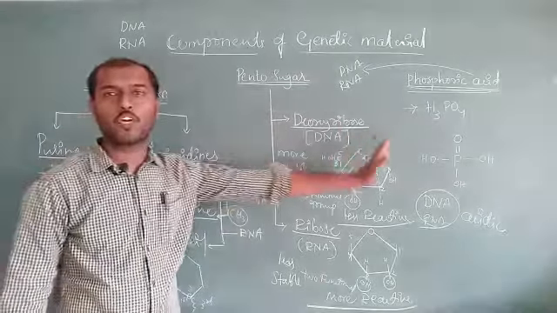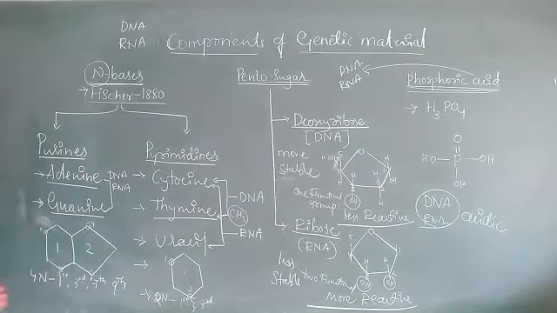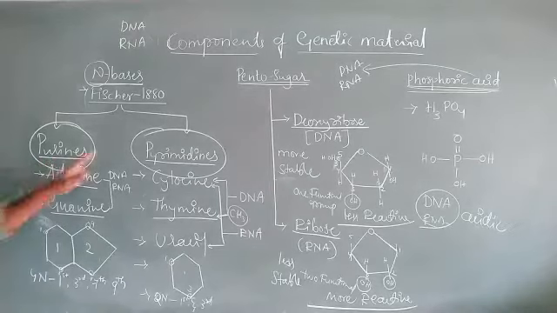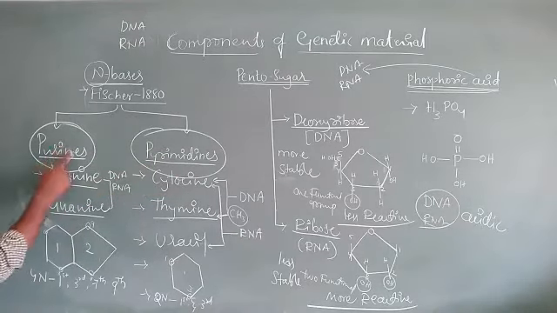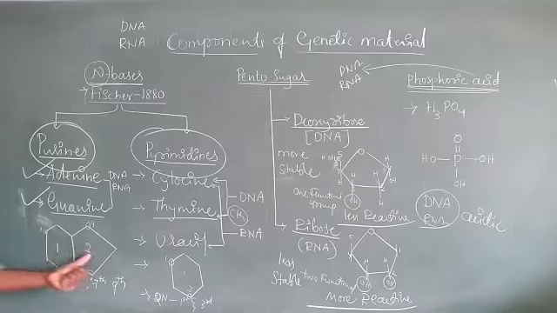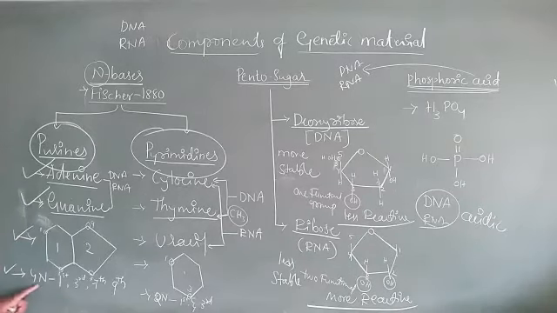What is that? The nitrogen bases. Nitrogen bases are of two types. One is purine, the second one is pyrimidine. Purines are of two types: adenine and guanine, and they have a double-ringed structure. In this double-ringed structure we get 4 nitrogen positions, that is at the first position, third position, 7th position and 9th position.